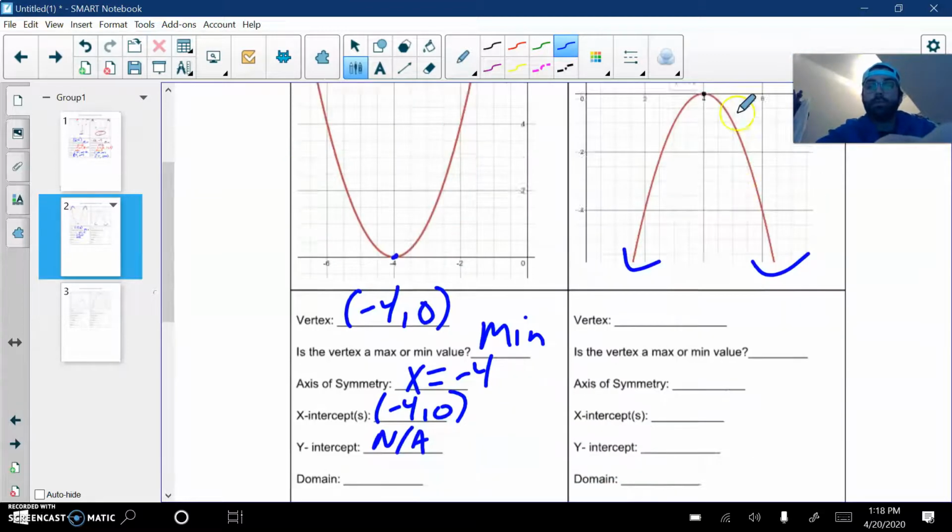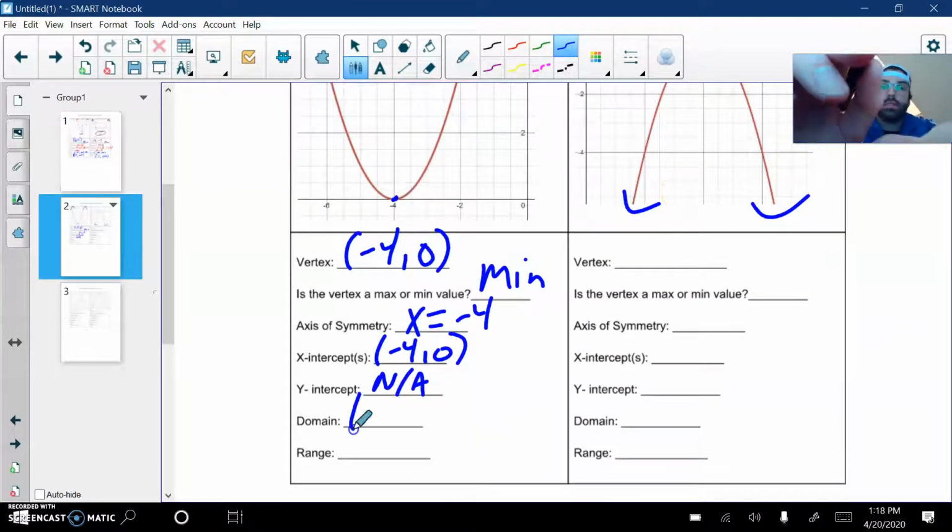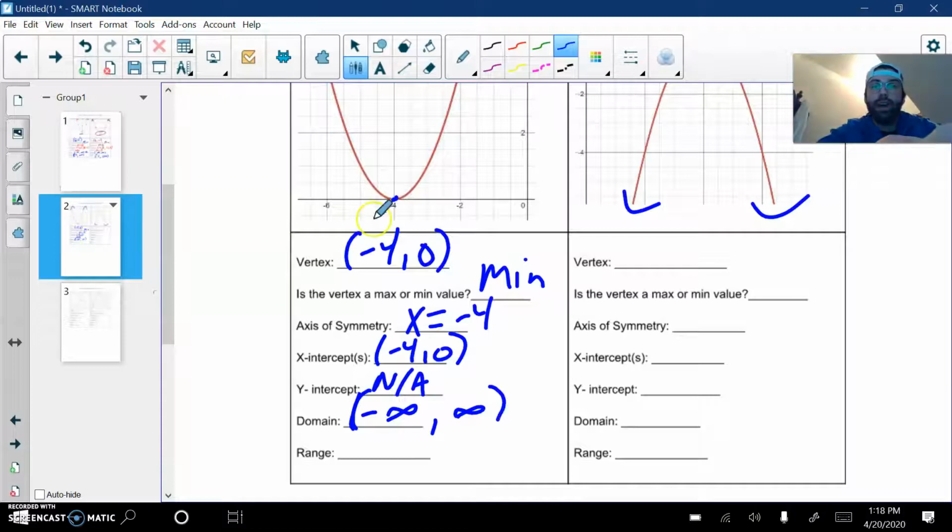All right, so our domain, read left to right. It's our x values. That's going to be negative infinity. That's a parentheses to infinity. Our range is our y values. Our lowest possible value for y here is 0.